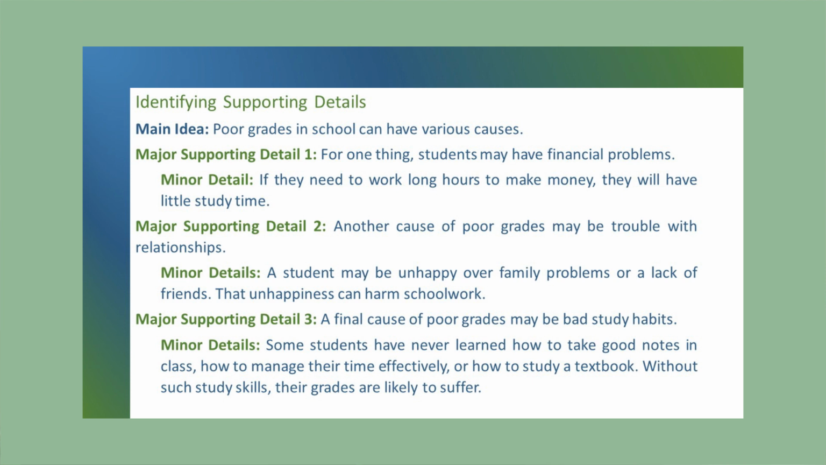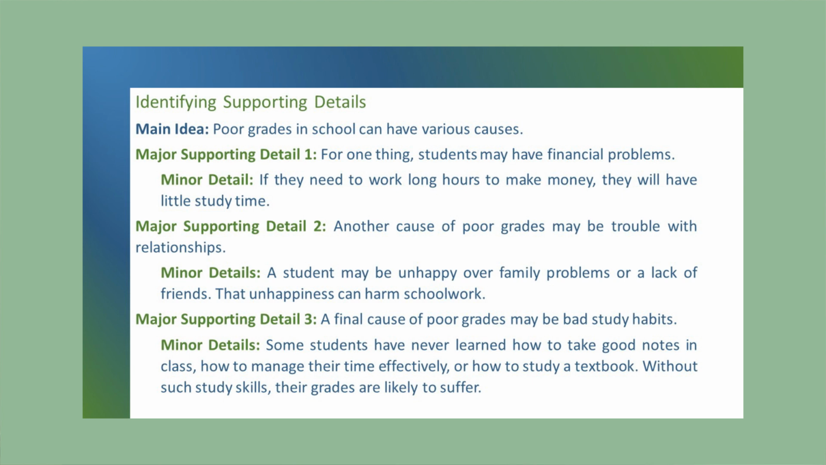harm schoolwork. So this minor detail right there supports another cause for poor grades, maybe trouble with relationships. Because again, that minor detail is about lack of friends, and it also is about family problems. But again, that sentence is just going to be a minor detail. For the major supporting detail, another cause of poor grades may be trouble with relationships. What about the last major supporting detail? Oh, look at that sentence right there.